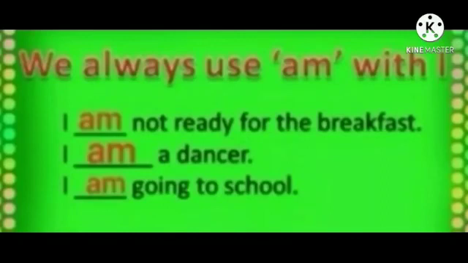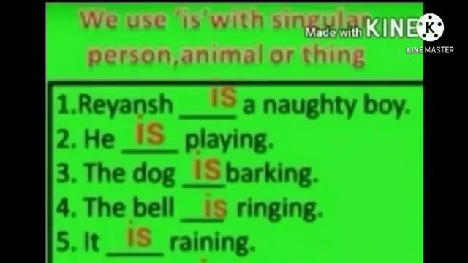Dear children, you have already studied the usage of is, am and are. So, we always use am with I. For example, I am not ready for the breakfast. I am a dancer. I am going to school. We use is with a singular person, animal or thing. That means singular subjects. For example, Rayansh is a naughty boy. He is playing. The dog is barking. The bell is ringing. It is raining.